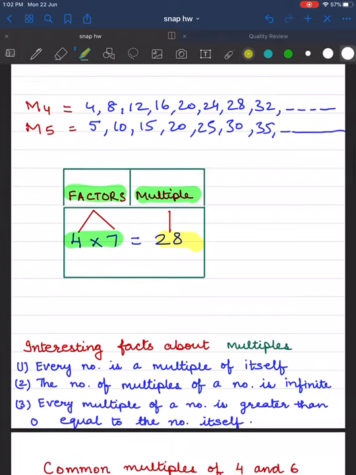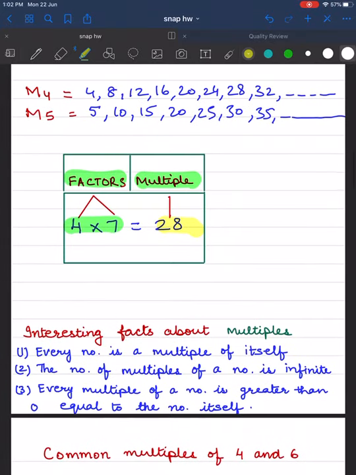Now let's look at some interesting facts about multiples. First, every number is a multiple of itself. So here you can see 4 is a multiple of 4, 5 is a multiple of 5. Second, the number of multiples of a number is infinite. So here you can see the dots which show that multiples are infinite.